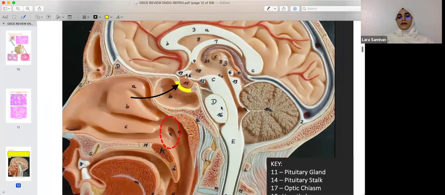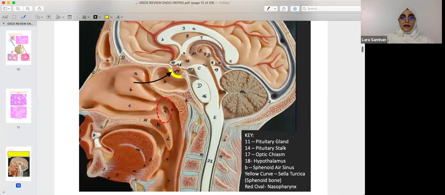Since we're in endocrine, this is most probably the endocrine gland, which is the pituitary gland. As we can see here, number 11, as you kindly said, is the pituitary gland. This is the one that holds the pituitary gland, the pituitary stalk. In front of it immediately is the optic chiasm, and above the pituitary stalk is the hypothalamus. So usually we have the hypothalamus, and then immediately under the hypothalamus we have the pituitary gland. Those are the most important things.